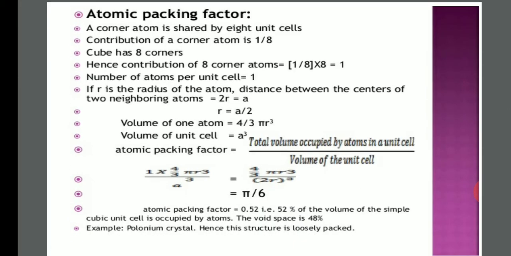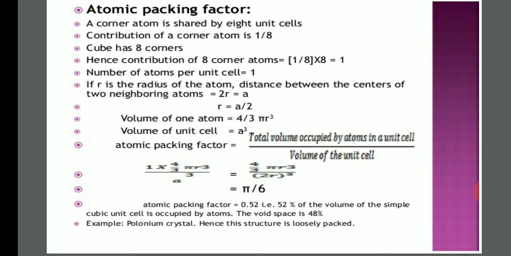Atomic packing factor. A corner atom is shared by 8 unit cells. Contribution of a corner atom is 1 by 8. A cube has 8 corners. Hence, contribution of 8 corner atoms is 1 by 8 multiplied by 8, that is only 1. So, number of atoms per unit cell in simple cubic is 1. If R is the radius of the atoms, distance between the centers of two neighboring atoms, that is 2R, equals a, so r equals a by 2.